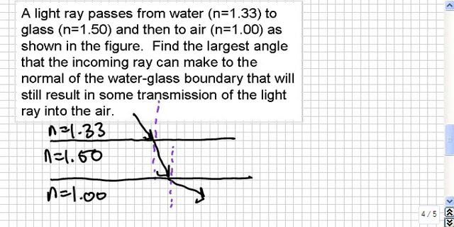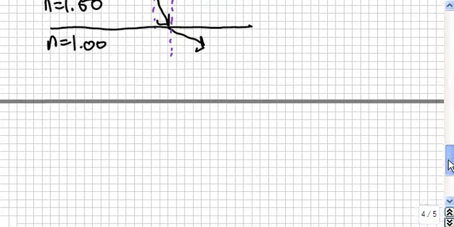At the glass-air boundary, we can have a possibility of what's called total internal reflection. That is, if the incident angle is great enough, there won't be any transmitted light. It'll all be reflected. And so the key here really is to figure out what that critical angle is at the glass-air boundary and relate it back to the water angle of incidence.